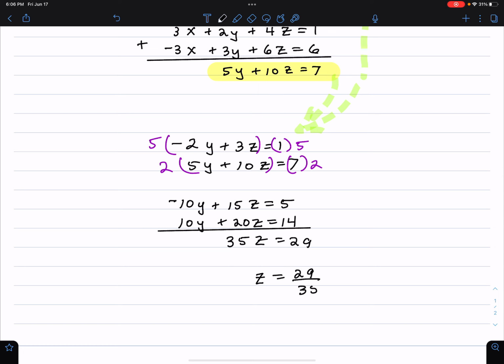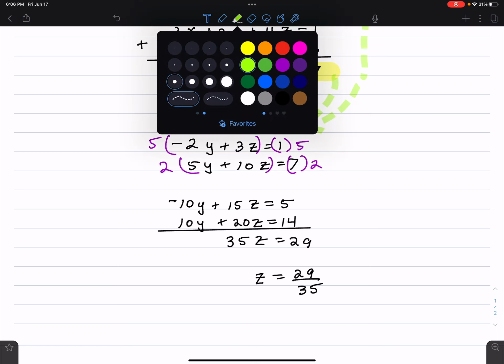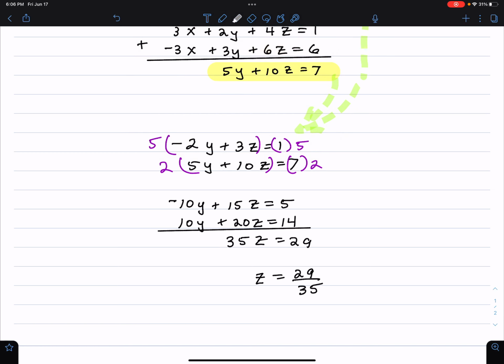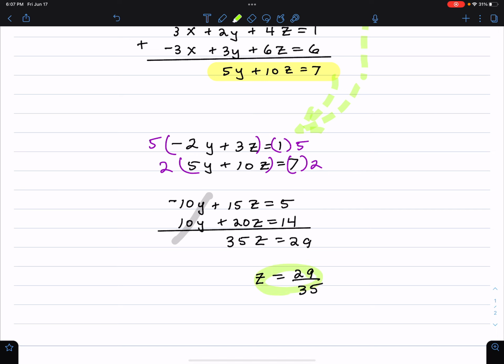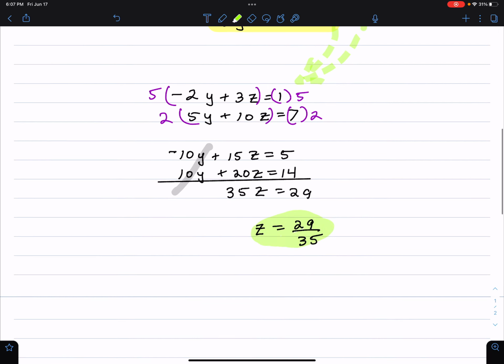So I copied this problem out of a book. Anyway, those canceled out. So I have z, so maybe I'll use a different highlight color, this green, that's a final answer for z. Now, so I found z, and now I'm going to go back up.